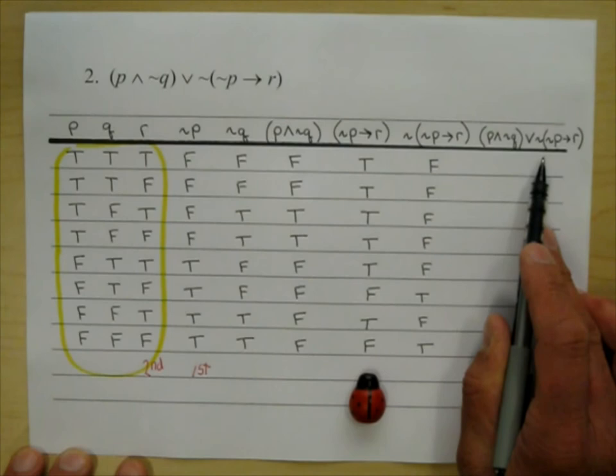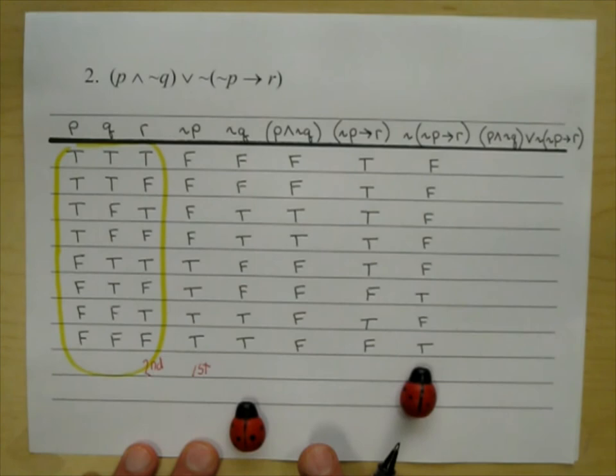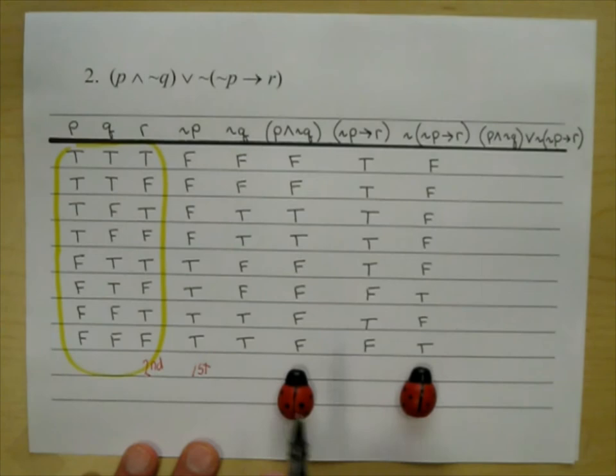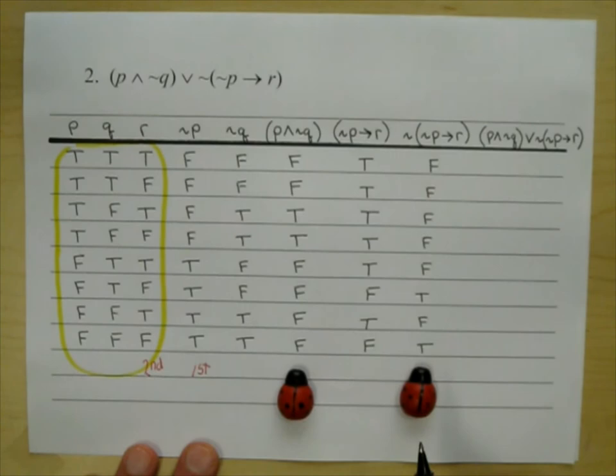So let's get two bugs back out, because now we're doing an OR, and we have this column right here, I think the one we just created, and P and not Q. Notice this statement has all four of the symbols that we've learned. We have the AND, we have the OR, we have some NOTs, and we have the arrow. So this hopefully is a good example. OR is not as strict as the AND.